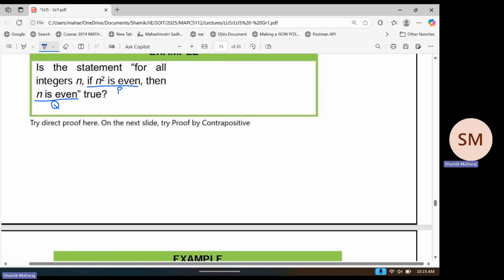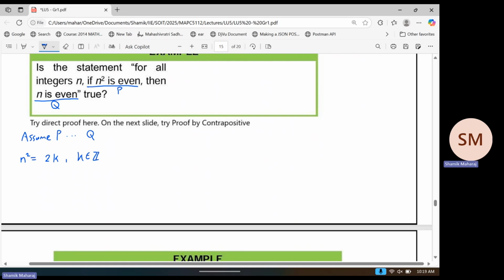All right, so in the original way, we assume P, explain, therefore Q. That's the original way, and let's see if it works. P says n squared is even, so I will write n squared as 2 times k, as we have done before to represent an even number, where k is some integer.